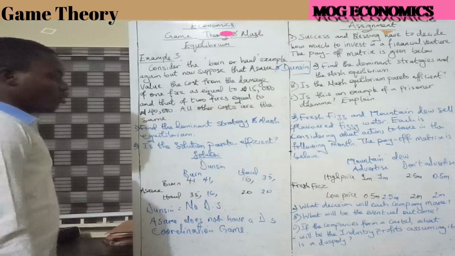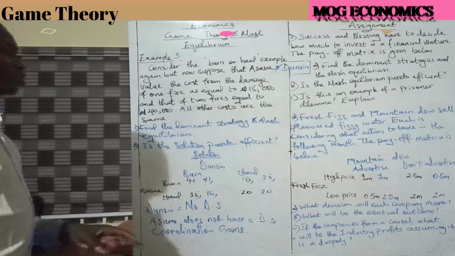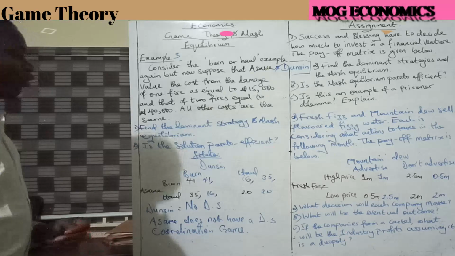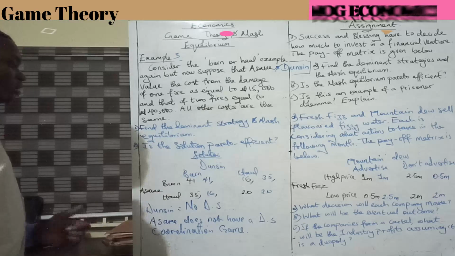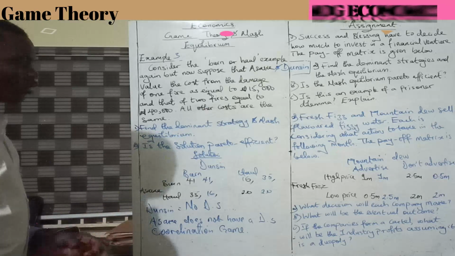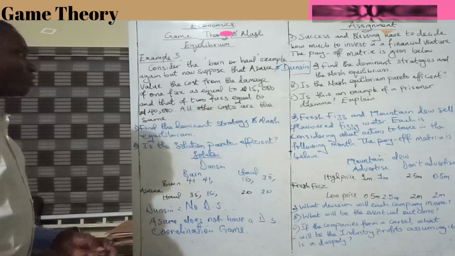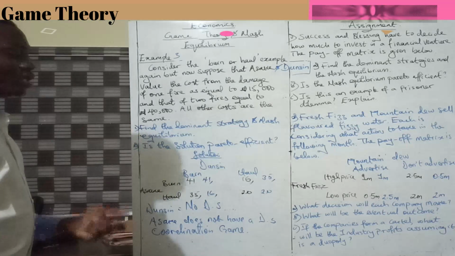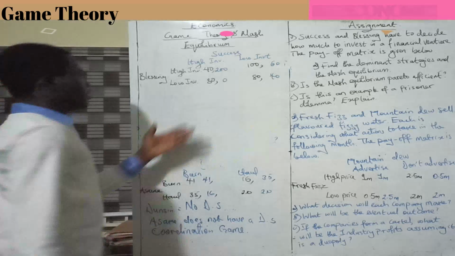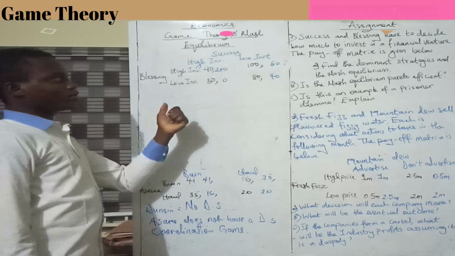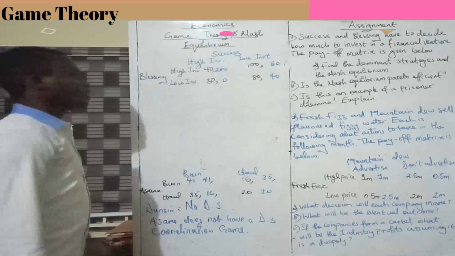Now A, what decision will each company make? Then question B, what will be the eventual outcome? And C says, if the companies form a cartel, what will be the industry profit, assuming it is a duopoly? So assuming this industry is a duopoly, what is going to be the industry profit if the companies form a cartel? So here is the payoff matrix I forgot to write for Success and Blessing.